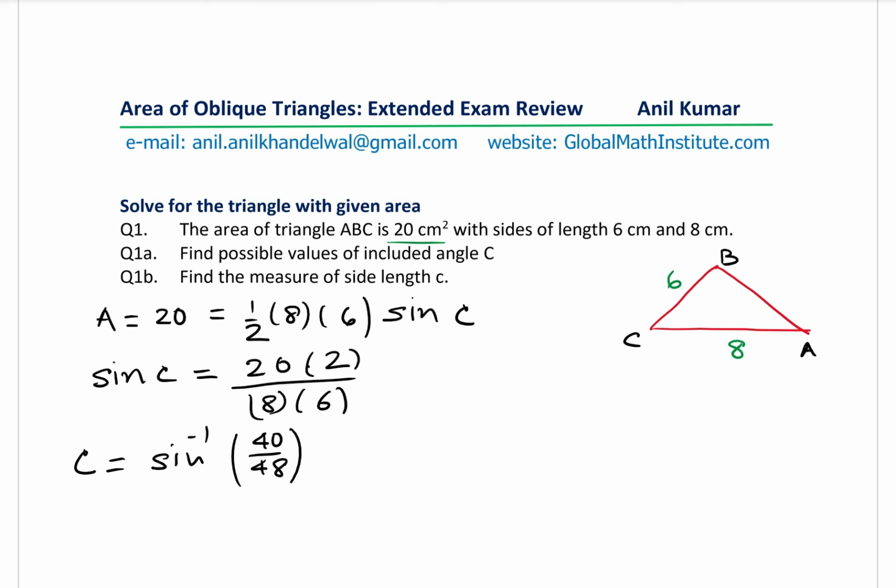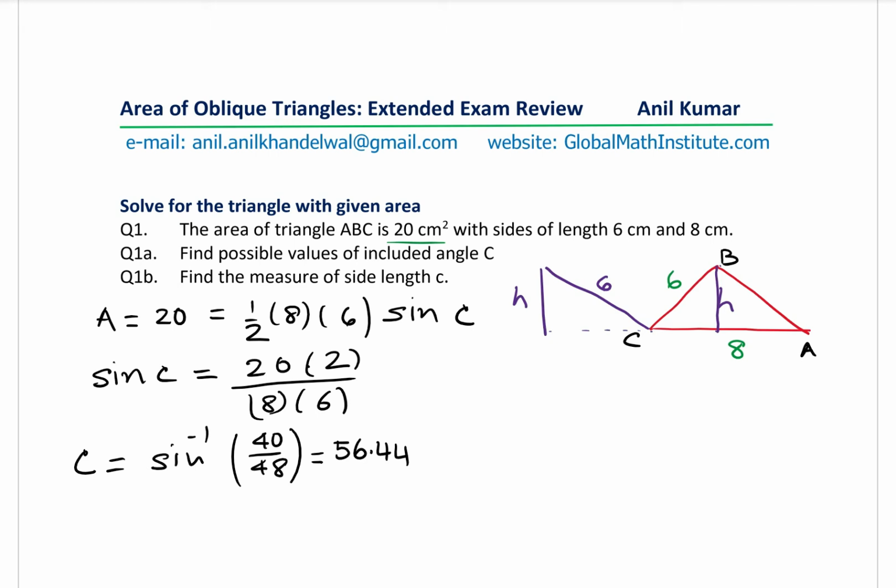What do we get? We get an angle of 56.44. So that is the angle. As we discussed, there is a possibility of two particular solutions here. We could also get a situation where the angle C could be complementary, like this. Even then, we have the same result. That is to say, this side becomes 6, and in that case, the height, as you can see, will be exactly the same.